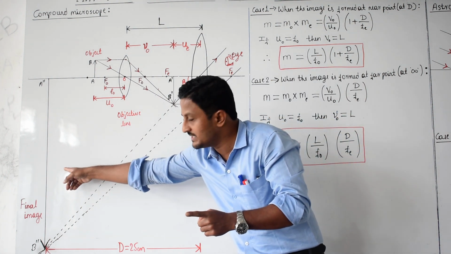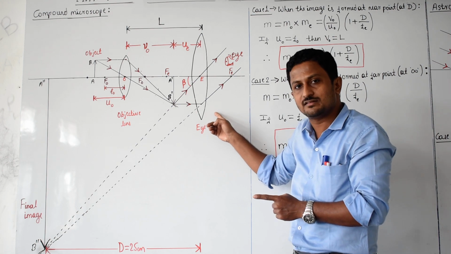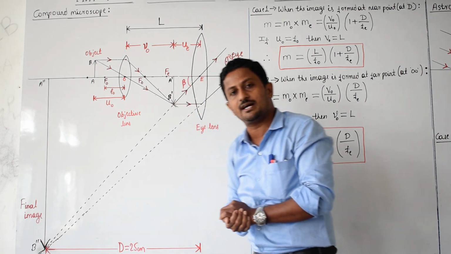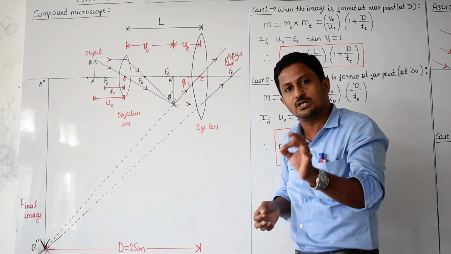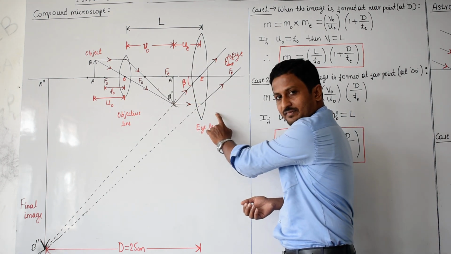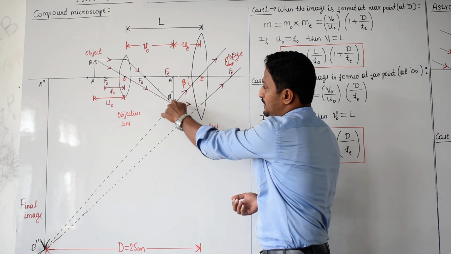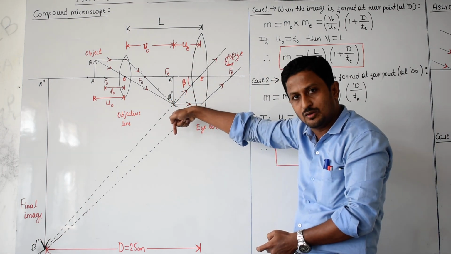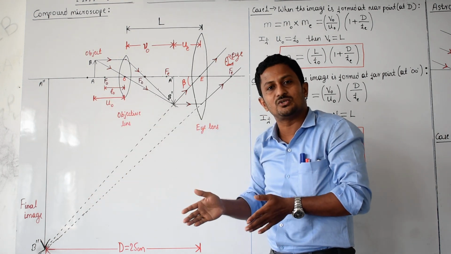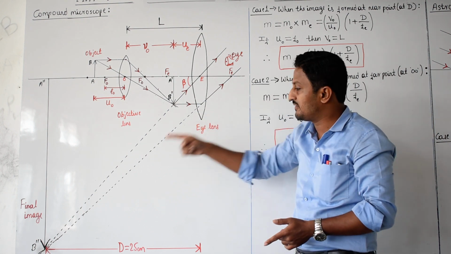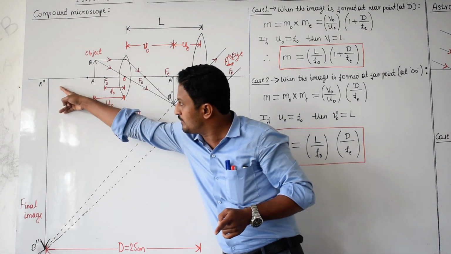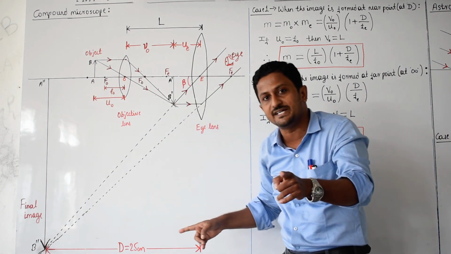Which kind of image is this? For this eye lens, A double dash, B double dash is the virtual, erect, highly magnified image. For this, the object A dash B dash was held vertically downward, and the image you also got vertically downward. So it is a virtual, erect, highly magnified image. Have you understood? For this eye lens, A double dash, B double dash is the image.